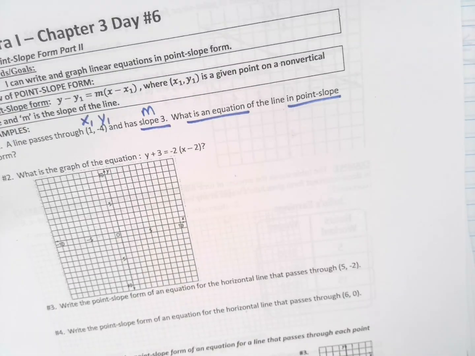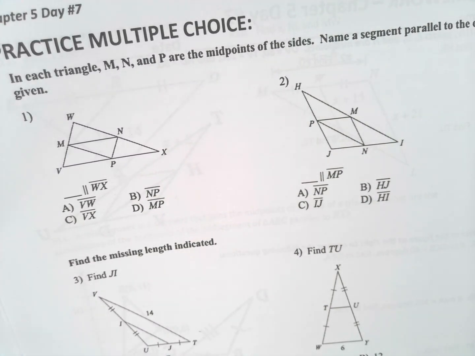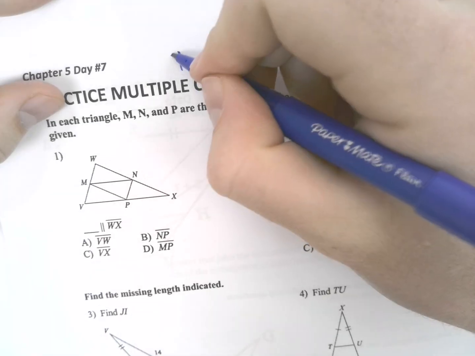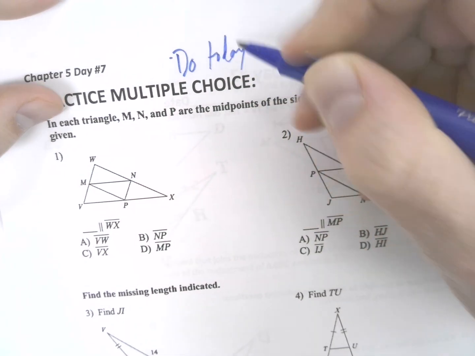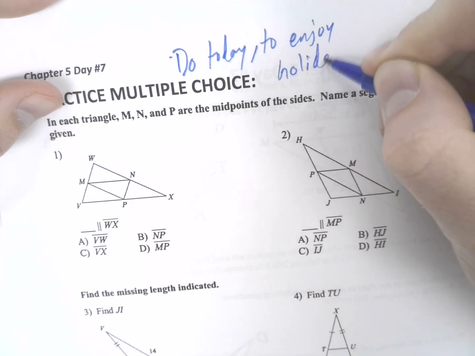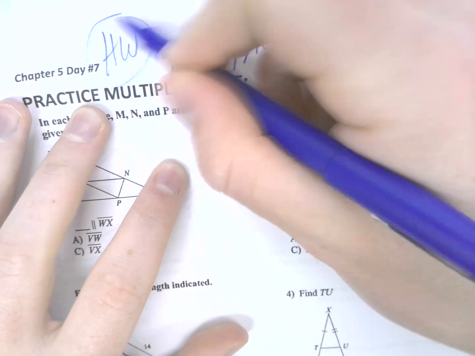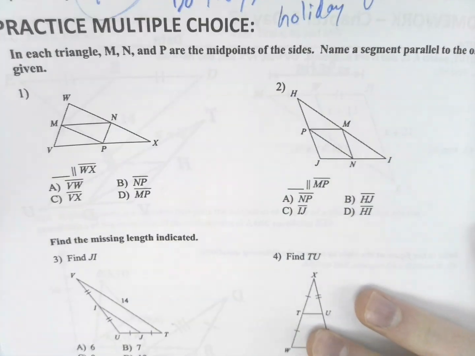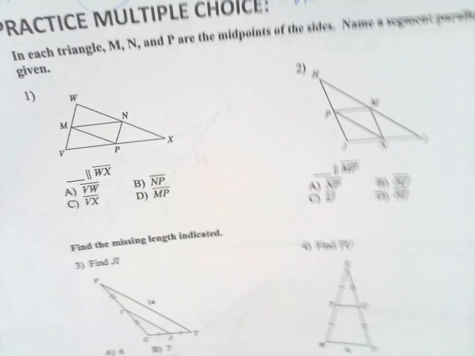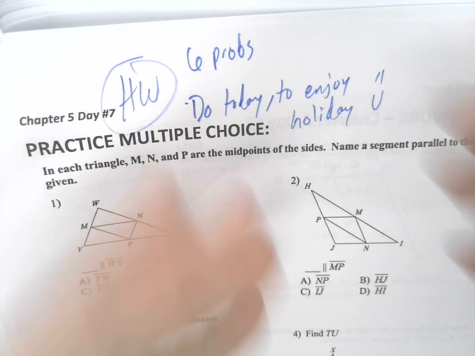And so guys, for our homework, which again you will have all of Thanksgiving to work on, so you don't have to do it all over the weekend. I would do it today. Do today to enjoy holiday. It's going to be the practice multiple choice. I believe there are 6 problems. Yep, 6 probs. So we'll get that knocked out, guys, and I hope you have a great Thanksgiving.